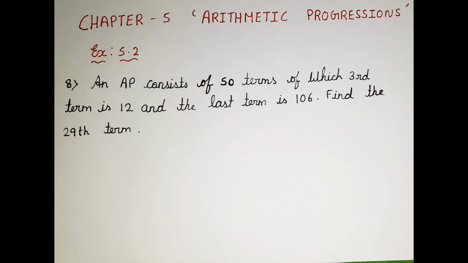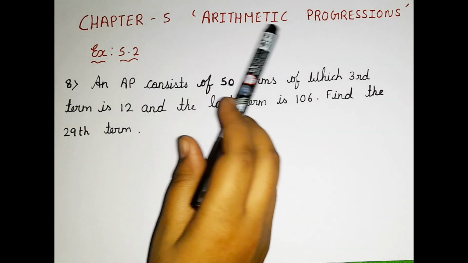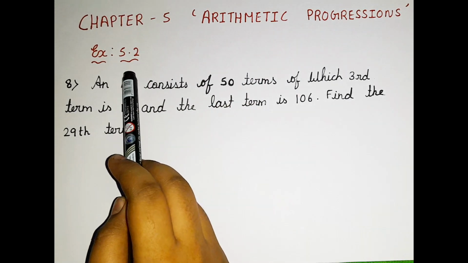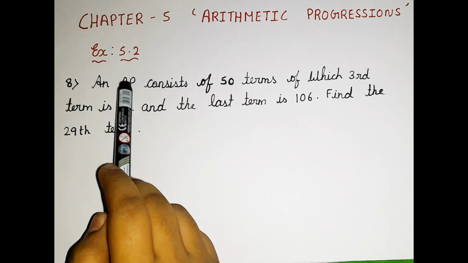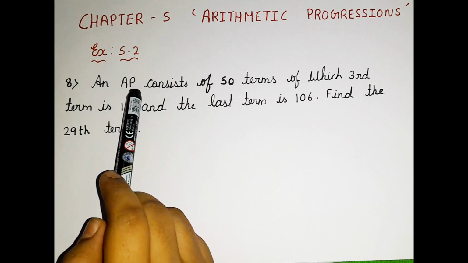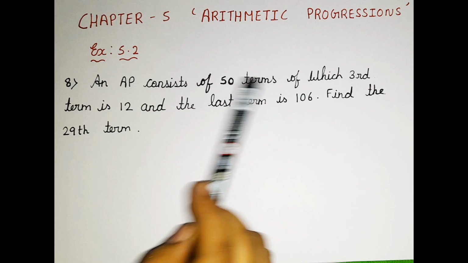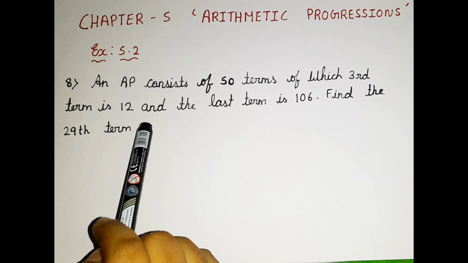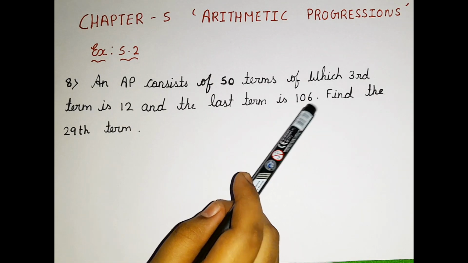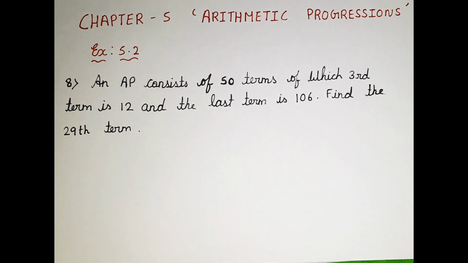Today we are going to be learning Chapter 5 Arithmetic Progressions, Exercise 5.2, 8th question. Alright, now let's read the question. An AP consists of 50 terms, of which the third term is 12 and the last term is 106. Find the 29th term.